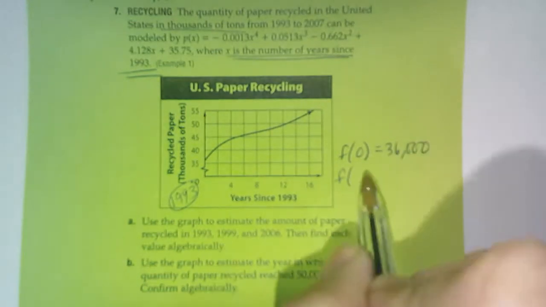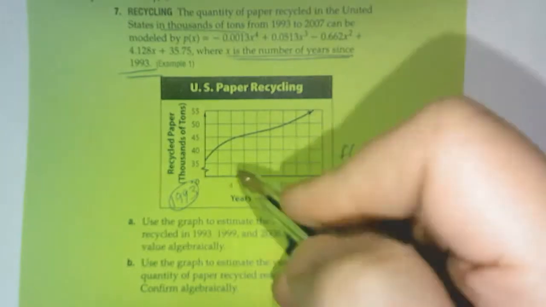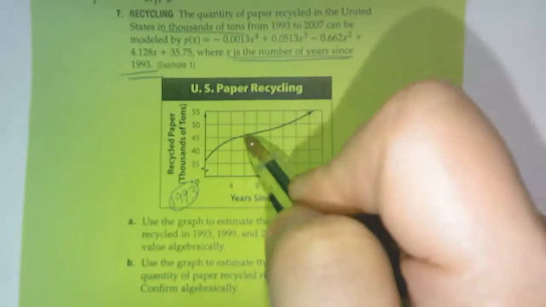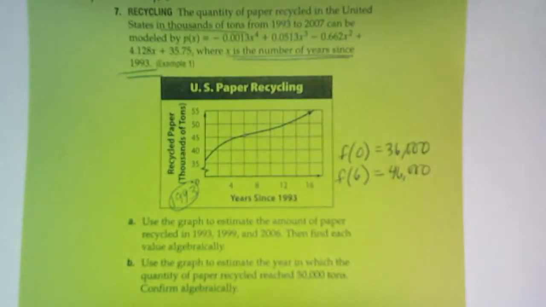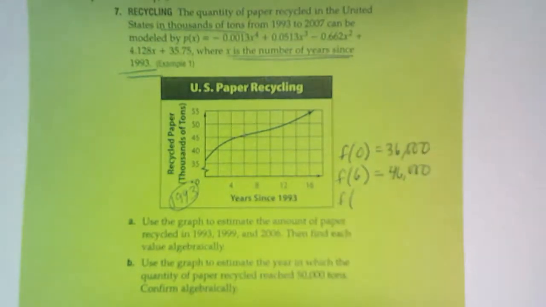1999, how would you write that? F of what? 6 years after 93. So let's go up to the graph, and again, a little over 45,000. So 46,000, I'm going to say again. We're just estimating. There's no wrong or right. Just got to be near the answer. And 2006, how far is 2006 from 1993?